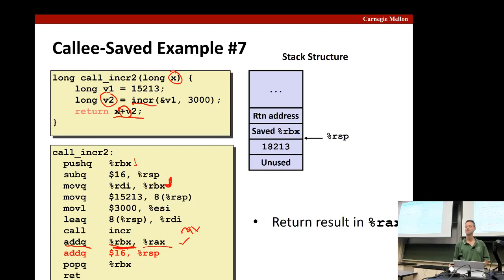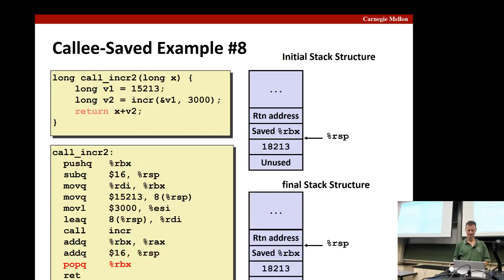Other questions? Okay, so yeah, it's just showing the before the pop and after the pop of the restored RBX, restored whatever the original value of RBX into the register RBX.